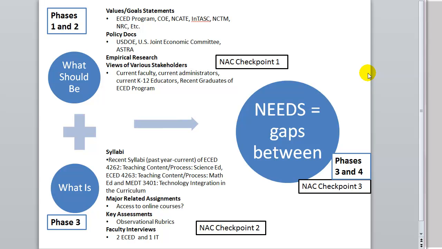I'm focusing on those two curricular areas because the nature of technology integration changes by subject matter, at least that's an argument that is made. And so I'm going to look at those two areas.